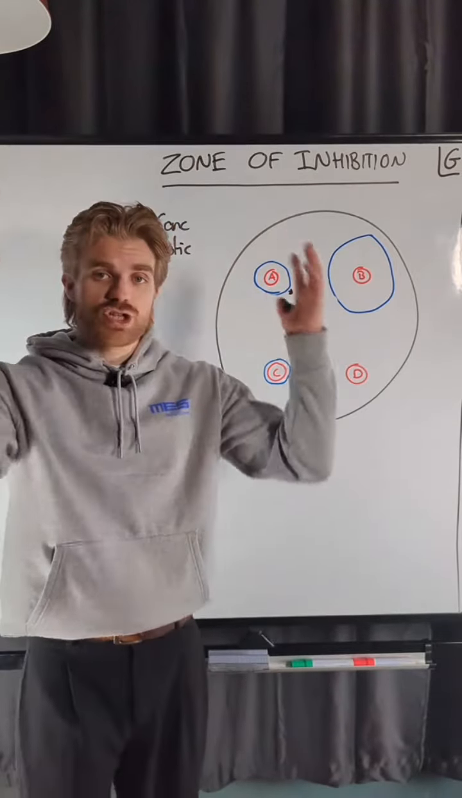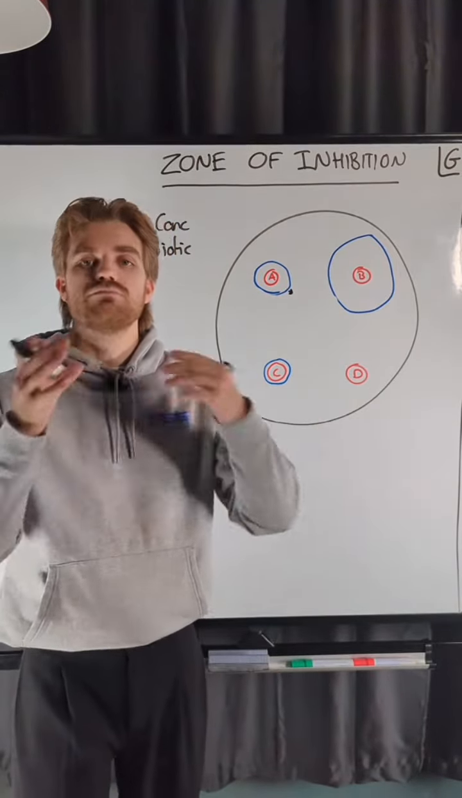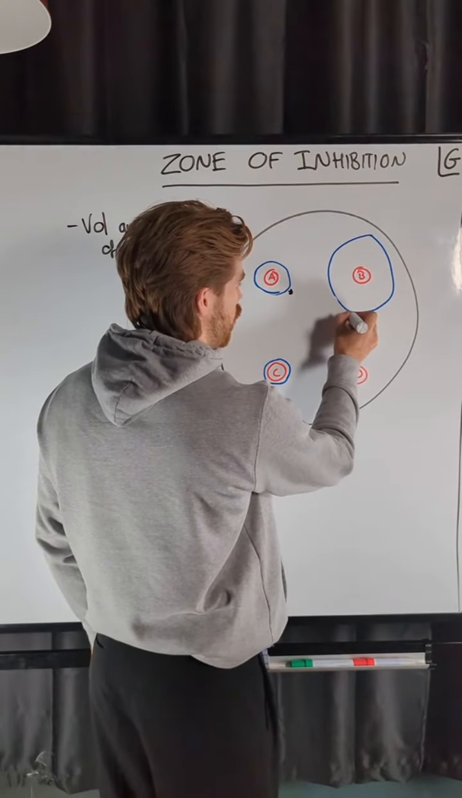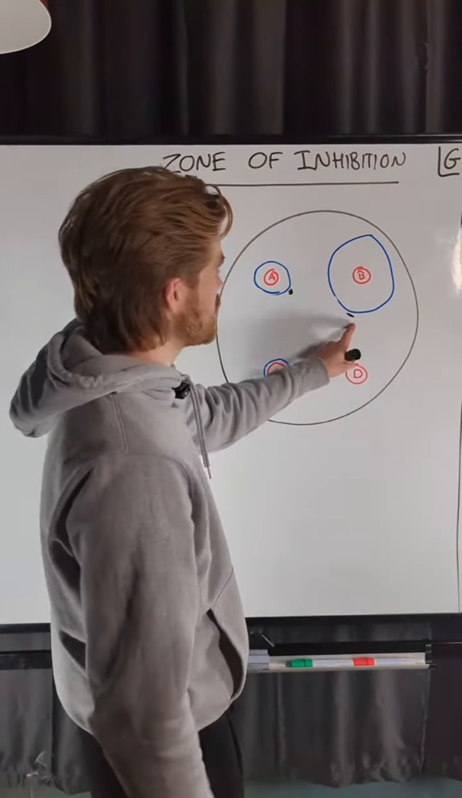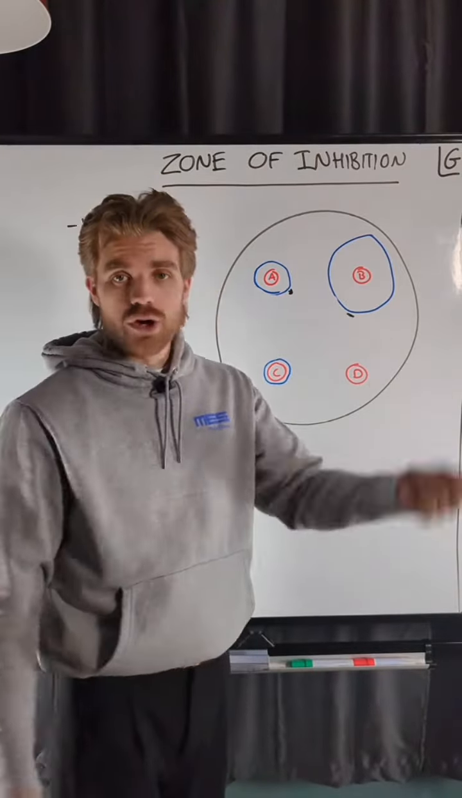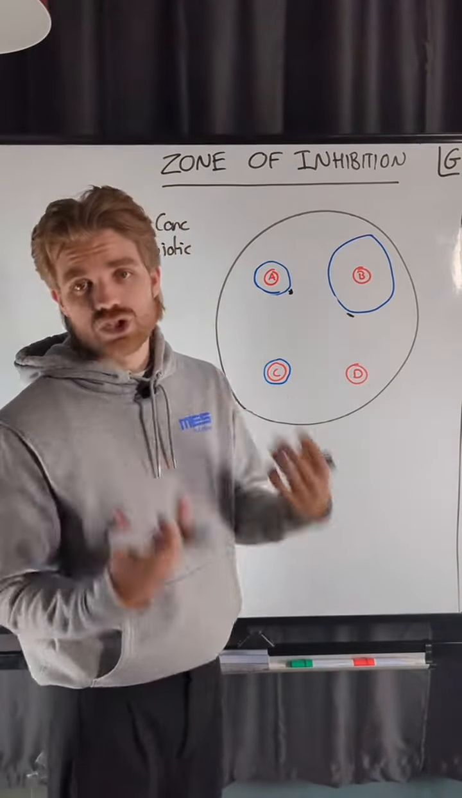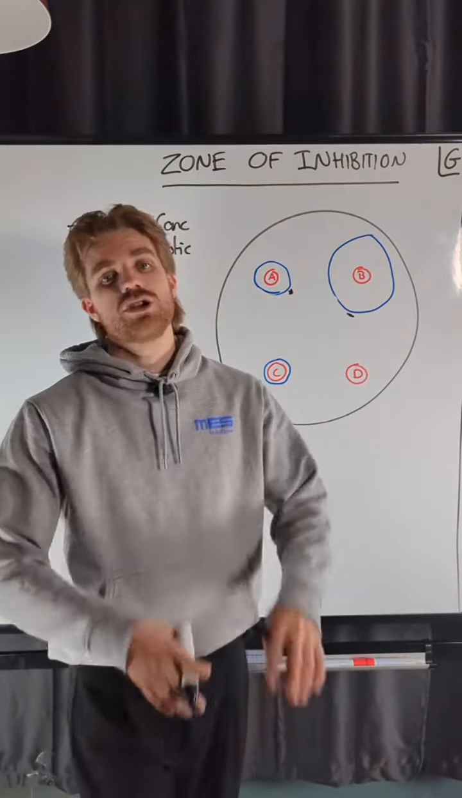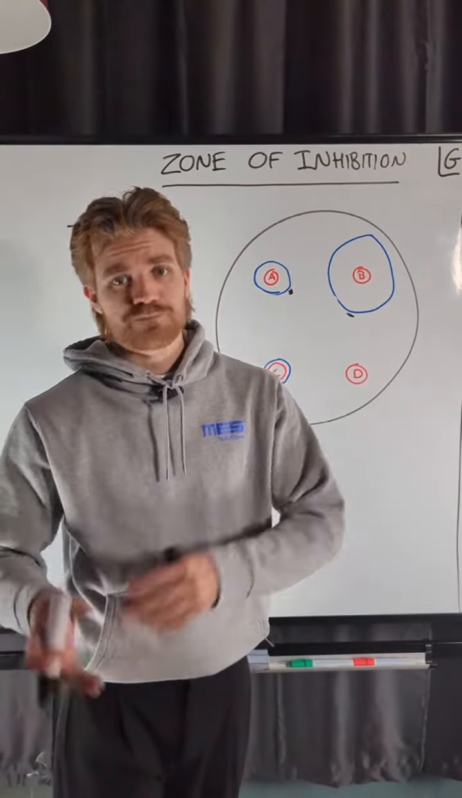And the larger the zone of inhibition, that means the more effective the antibiotic is. Because B, for example, all the way out here, it is going to be a lower concentration of antibiotic, and so the zone of inhibition is larger, and so the antibiotic is more effective. The larger the zone of inhibition, the more effective the antibiotic.